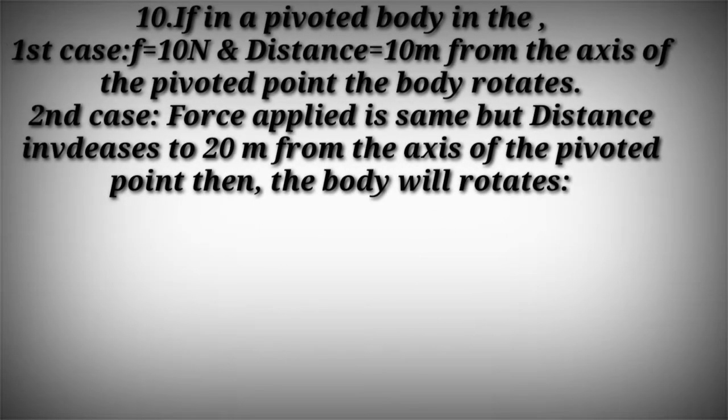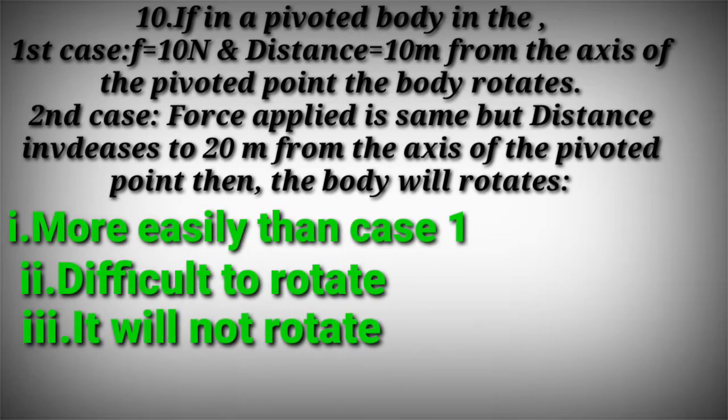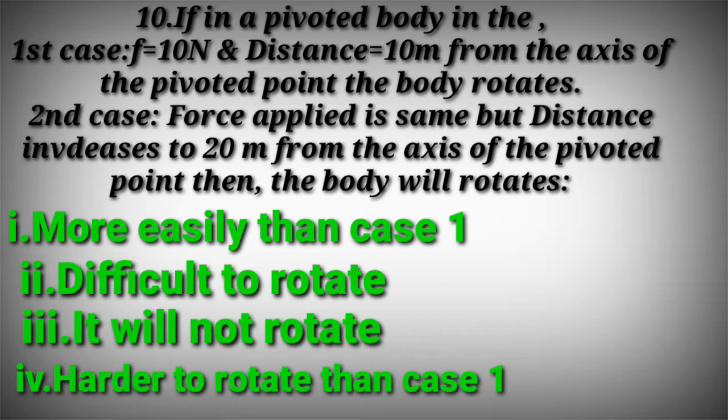Moving to the next question, that is question number 10. In a pivoted body, there are two cases. In case 1, the force is 10 Newton and the distance is 10 meter from the axis of the pivoted point, and the body shows rotation. Compared to case 2, the force applied is the same but the distance increases from the axis of the pivoted point, then the body will rotate. The four options are more easily than case 1, difficult to rotate, it will not rotate, or harder to rotate than case 1.